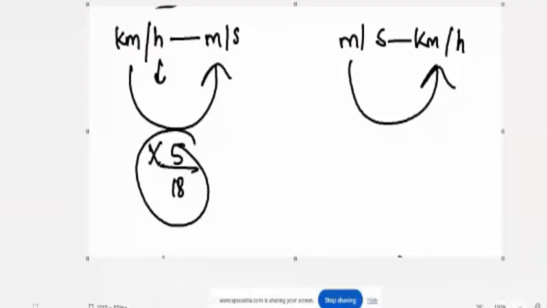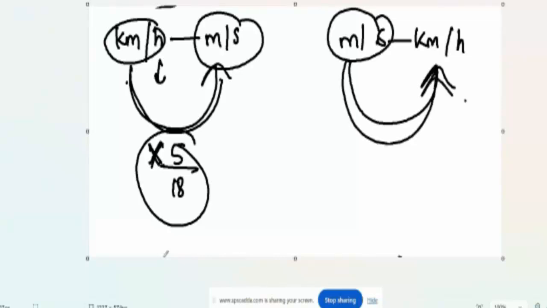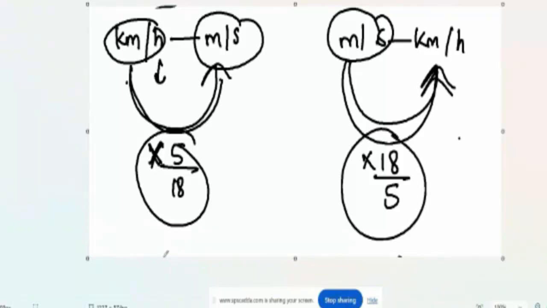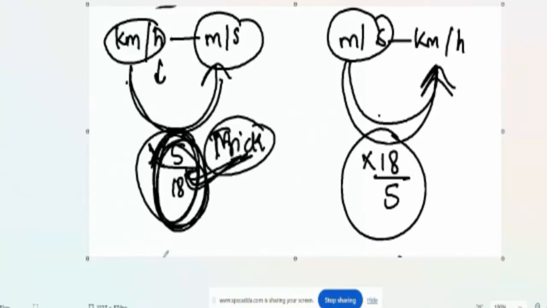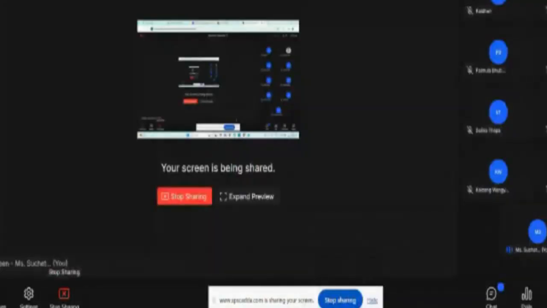So you have to multiply by 5 by 18 when converting a higher unit into a lower unit. And when you are converting a lower unit into a higher unit, you multiply by its reciprocal, which means you multiply by 18 by 5. I will definitely tell you how this ratio or trick applies when we discuss the speed, time and distance chapter, and I will explain how this 18 by 5 comes about. Right now, let's move to the topic we were discussing.